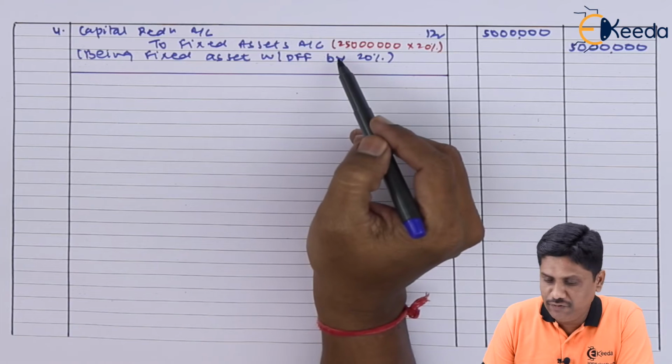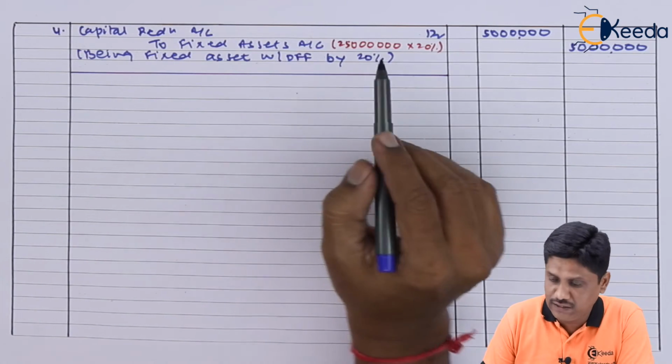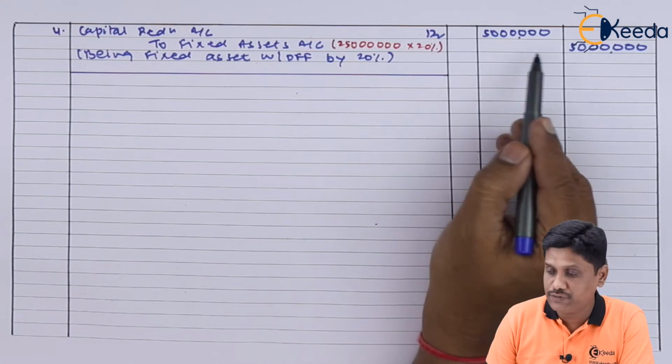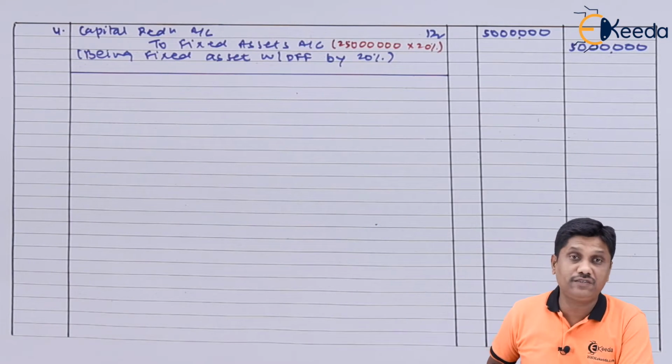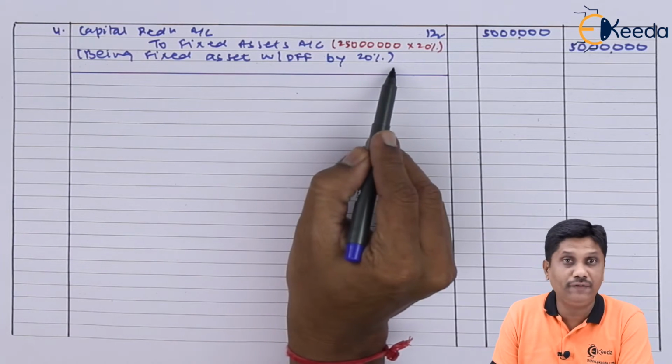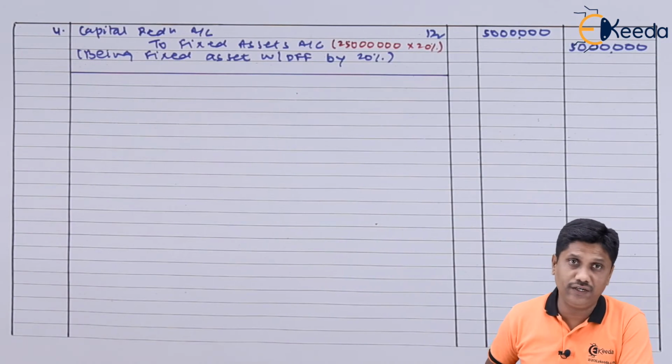Capital reduction account debit to fixed asset account, I had discussed this entry. 2 crore 50 lakhs multiply by 20% comes to 50 lakhs. In this way, fixed assets are reduced. So your narration is being fixed assets written off by 20%. Let's see the next entry.